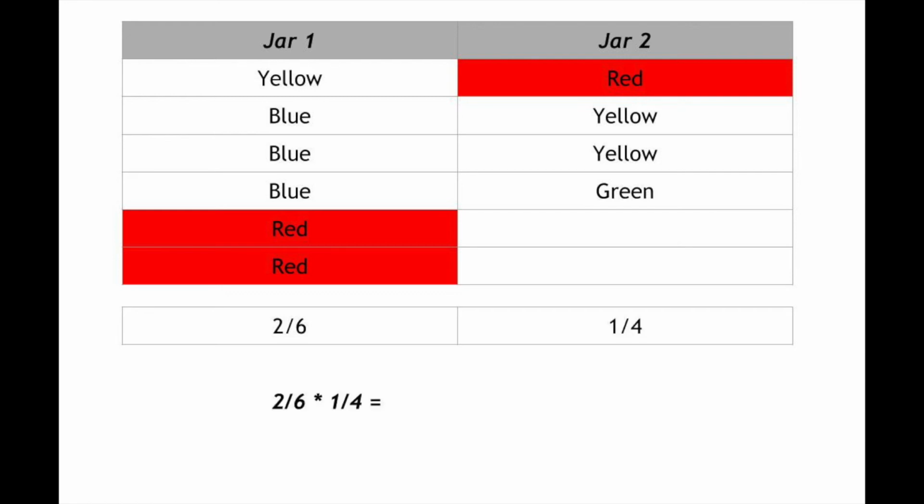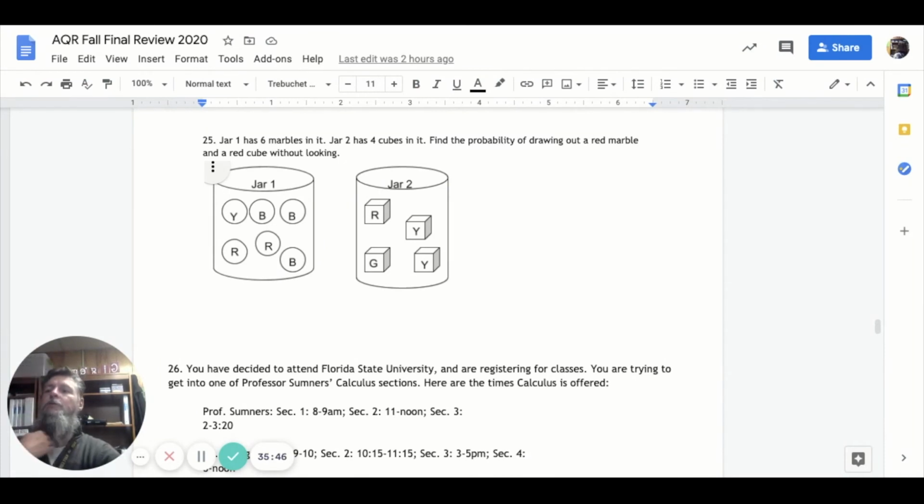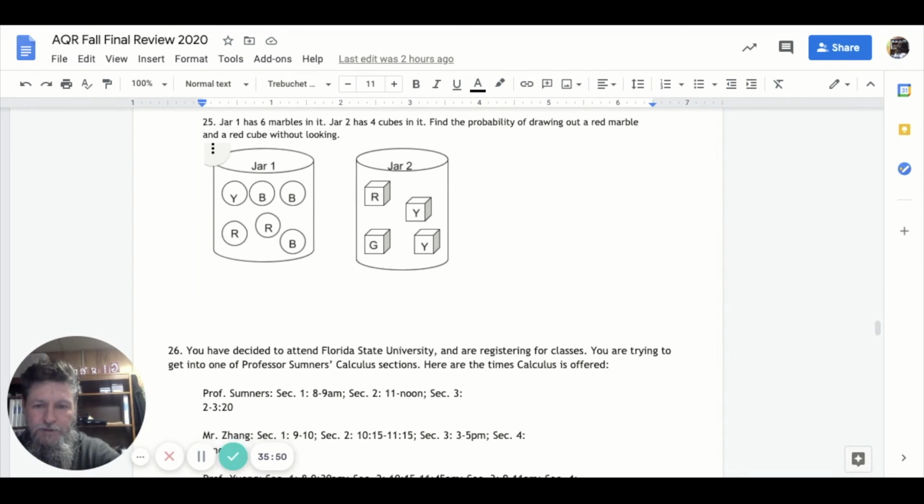So 2 times 1 is 2. 6 times 4 is 24. 2 out of 24, 1/12. There's a 1/12 possibility of getting a red marble and a red cube. Okay? That's your probability answer for that question.